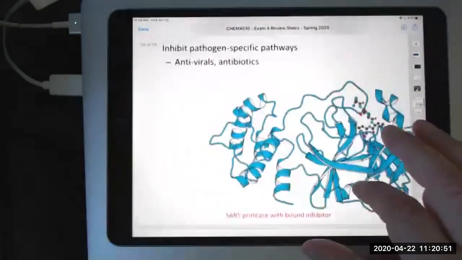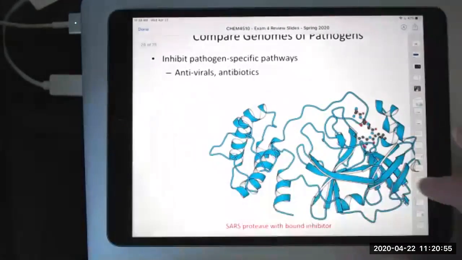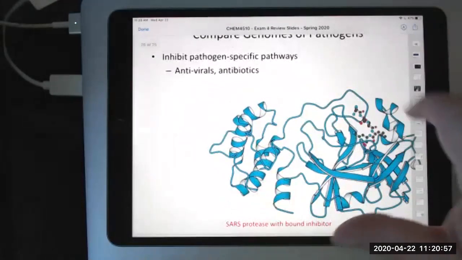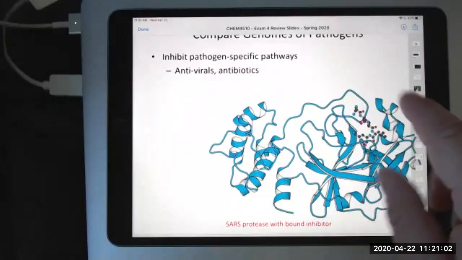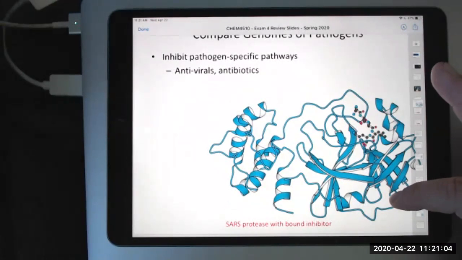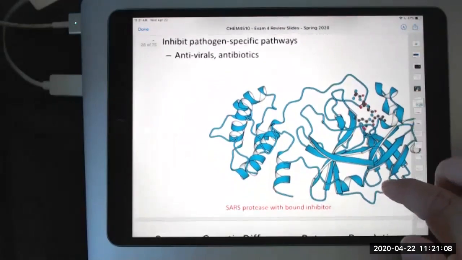Again, so you talk about pathogen-specific pathways. This one just so happens to not be the SARS. This is SARS-CoV-1, where now we're dealing with SARS-CoV-2. So a little bit different protease.